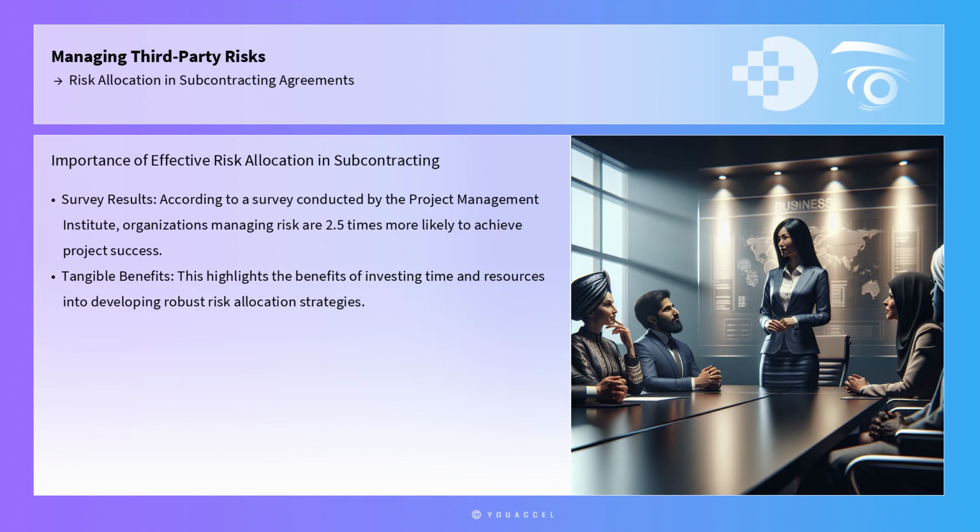Statistics underscore the importance of effective risk allocation in subcontracting agreements. According to a survey conducted by the Project Management Institute, organizations that effectively manage risk are 2.5 times more likely to achieve project success than those that do not. This highlights the tangible benefits of investing time and resources into developing robust risk allocation strategies.